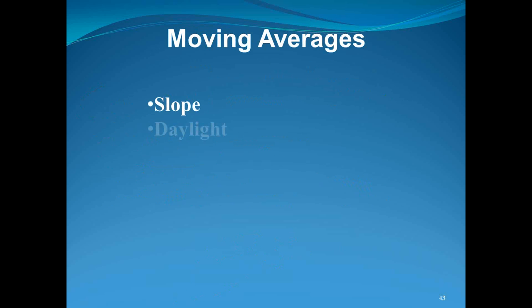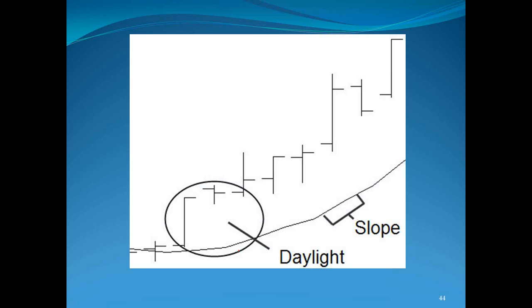Now, there's two important concepts when it comes to moving averages, slope and daylight. Okay? Daylight is simply the lows are greater than the moving average. The low of the price bar is greater than the moving average. If you held it up to a window with sunlight coming in, you'd have daylight in between the lows and the moving average.